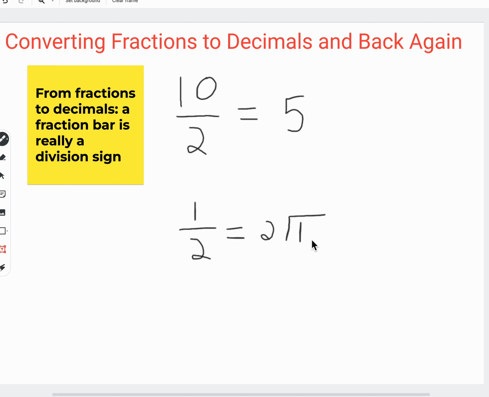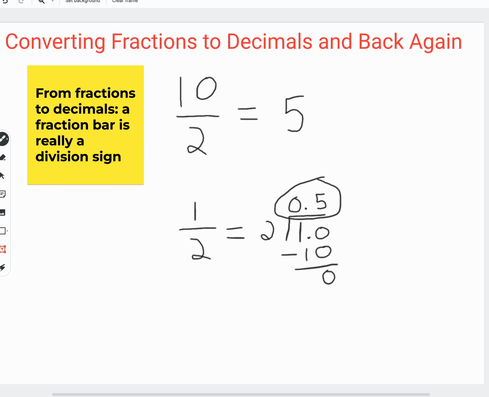Here we see 2 cannot go into 1. Let's add our decimal. 2 will go into 10, 5 times. 2 times 5 is 10. 1 half can be rewritten as 0.5. This is how we go from fractions to decimals.